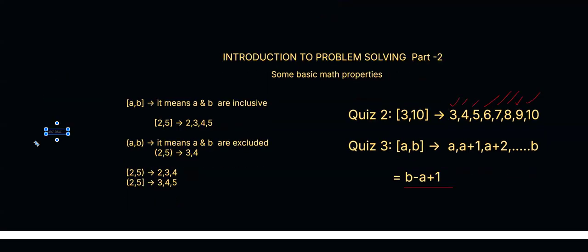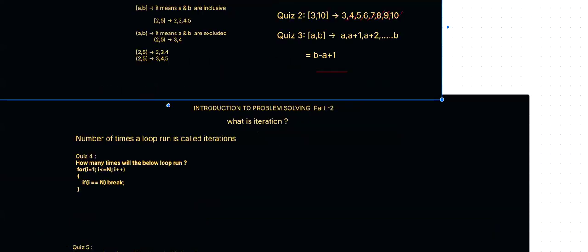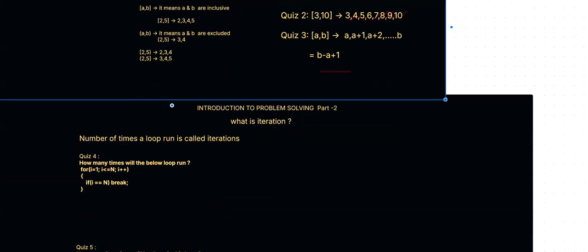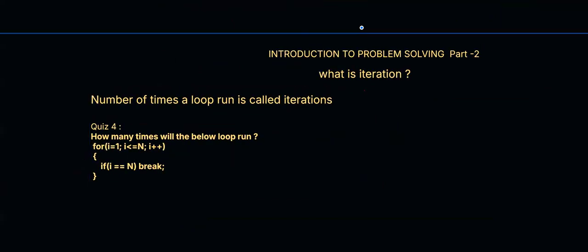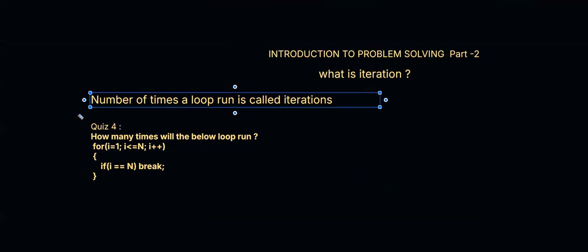Okay, now we will come to our next part. So the next topic is what is iteration? We can say the number of times a loop runs is called iteration. This is a very basic topic.